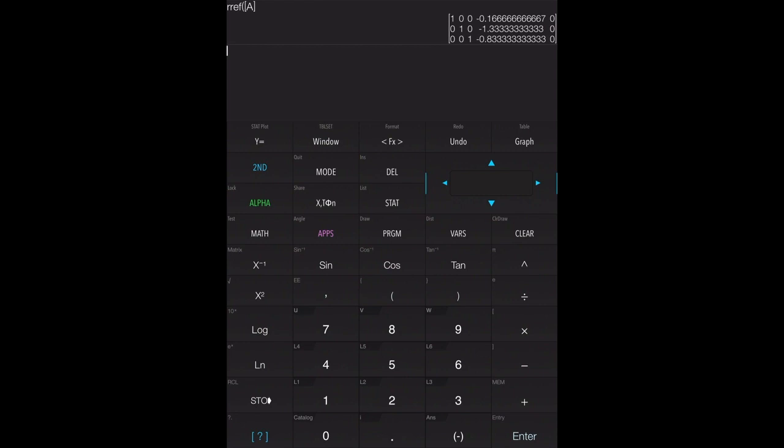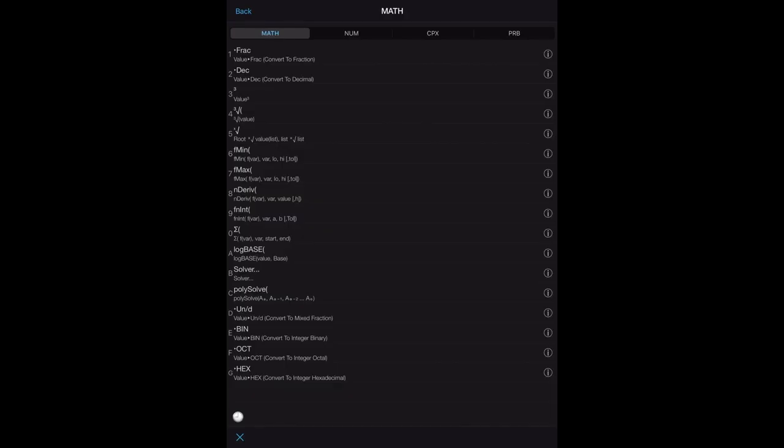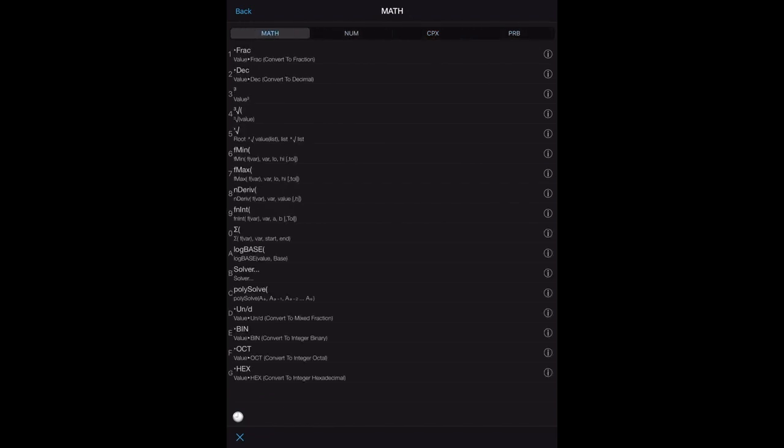I'm going to hit the math button. That's the fourth one down on the left-hand side here. At the top, you can see there's math, number, complex, probability. In the math folder that we have here, the very first option says frac, F-R-A-C. Click that. What that's going to do is convert the decimals into fractions. By hitting that, the calculator says, take your previous answer, what was previously stored, and turn any decimals into fractions. That is much nicer, isn't it?